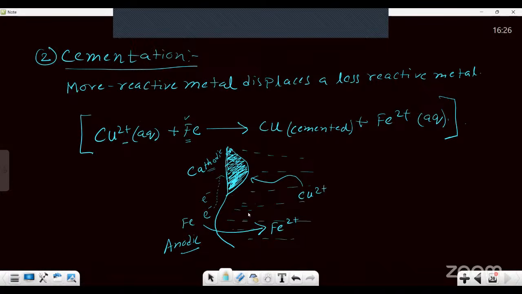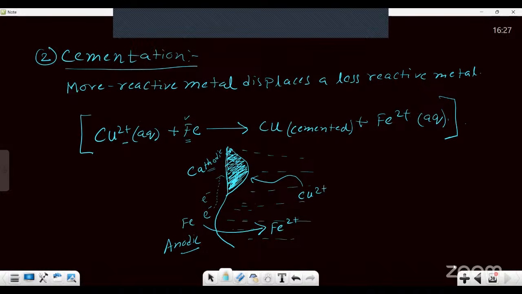So you can understand from here that the side from where the metal is getting depleted is my anodic side, and the side where the metal is getting cemented is the cathodic side, because at that side my reduction is taking place. So that is why I can say that cementation is nothing but a combination of reduction and oxidation reaction, right?